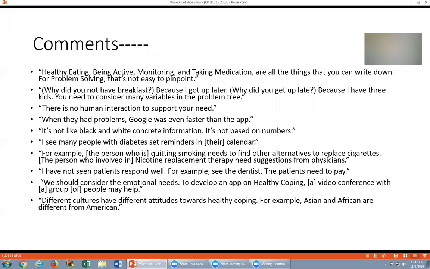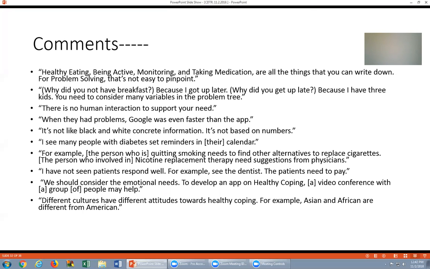So one of them was, healthy eating, being active, monitoring and taking medication are all things that you can write down for problem solving. That's not easy to pinpoint. So everybody identified that then. Why did you not have breakfast? Because I got up later. Why did you get up late? Because I have 3 kids. So there are many variables in a person's life that these apps are not following. There is no human interaction.